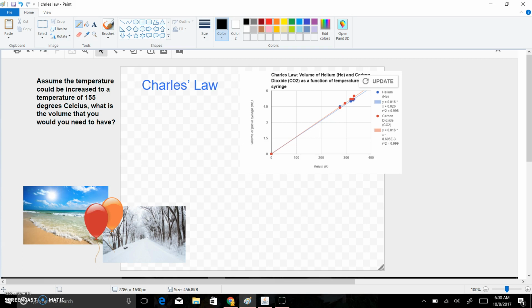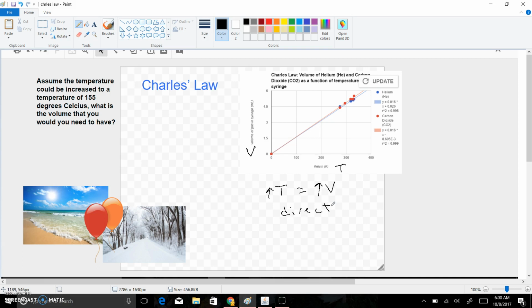You can see in this graph I've got volume on my y and temperature in Kelvin on my x. And if I take a look at it, as I increase the temperature, I can see that my volume has also increased. Temperature and volume are a direct relationship. One goes up, the other goes up. One goes down, the other goes down. What we're going to do is get the gas law for Charles' Law.